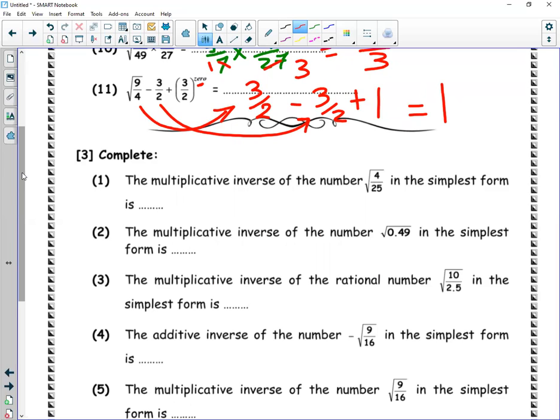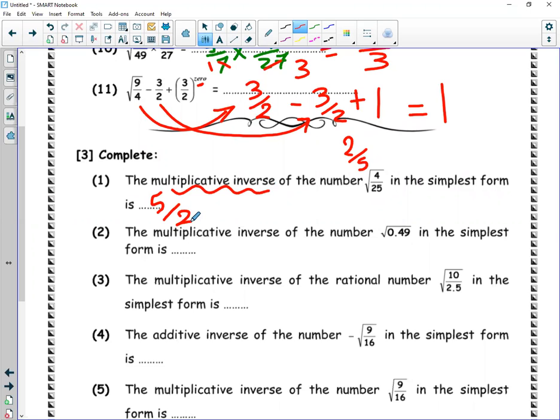Mister, can I answer? 5 over 2. Again, Bilal. It will be 2 over 5 and the multiplicative inverse equals 5 over 2. Okay. The square root of 4 over 25 will be 2 over 5, so the multiplicative inverse of 2 over 5 will be 5 over 2.